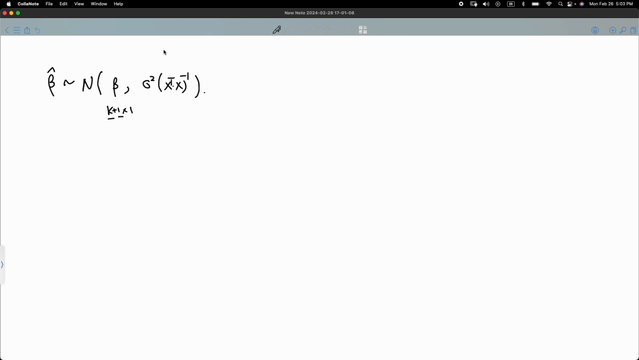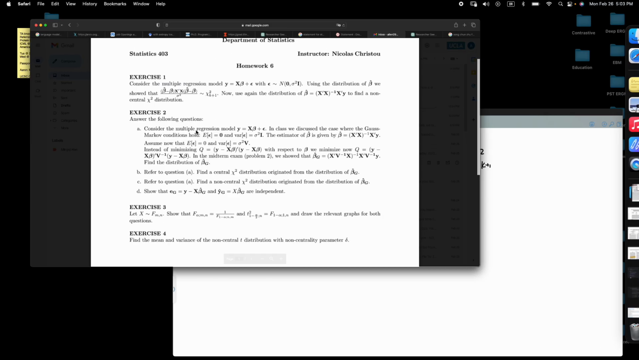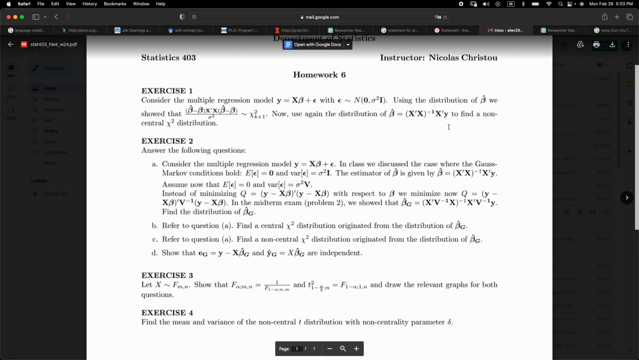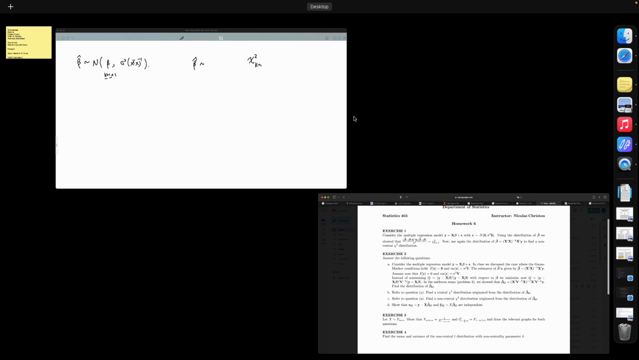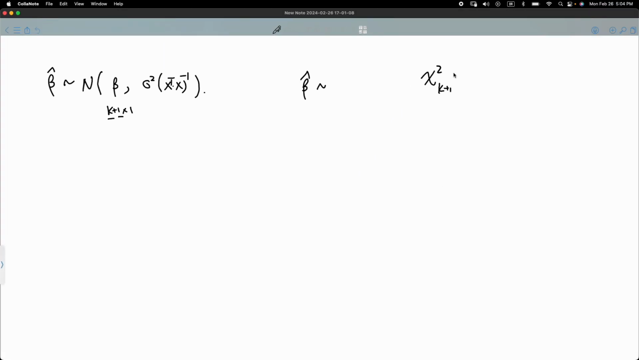Yeah. So now we're going to use the distribution of beta hat to find a non-central chi-square. That means we also need a non-central parameter here. So we need to define the things here to define our chi-square distribution.